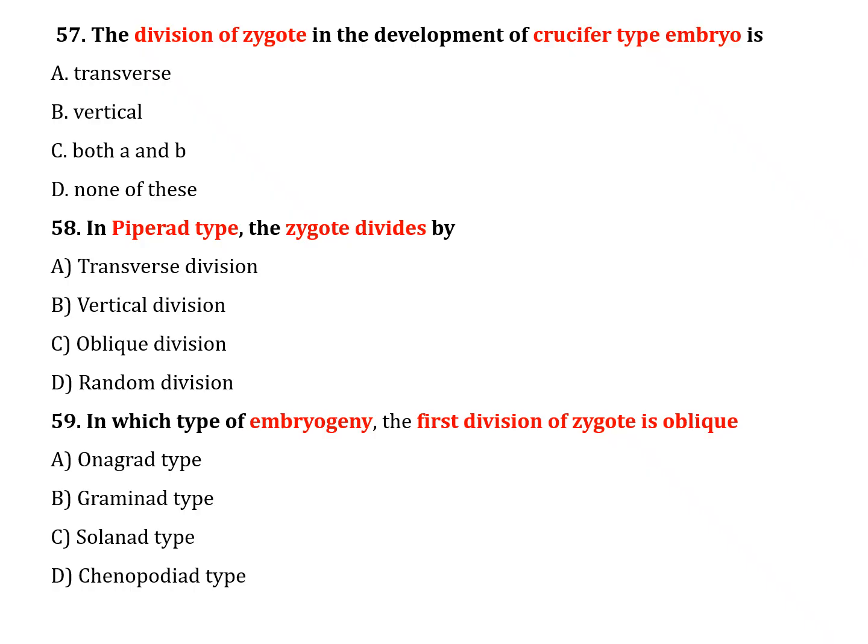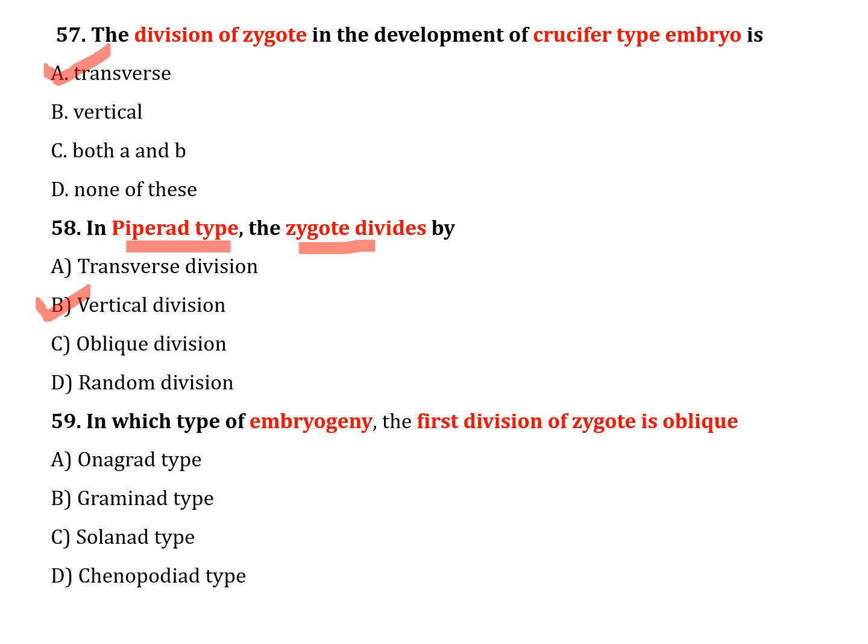The next question, number 57. The division of the zygote in the development of crucifer type of embryo is: option A, transverse; option B, vertical; option C, both A and B; option D, none of these. Correct answer is option A, transverse. The next question, number 58. In piperad type, the zygote divides by: option A, transverse division; option B, vertical division; option C, oblique division; option D, random division. Correct answer is option B, vertical division.